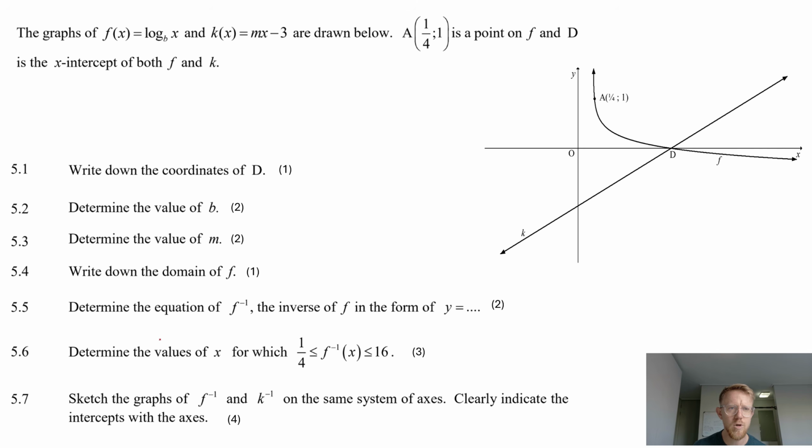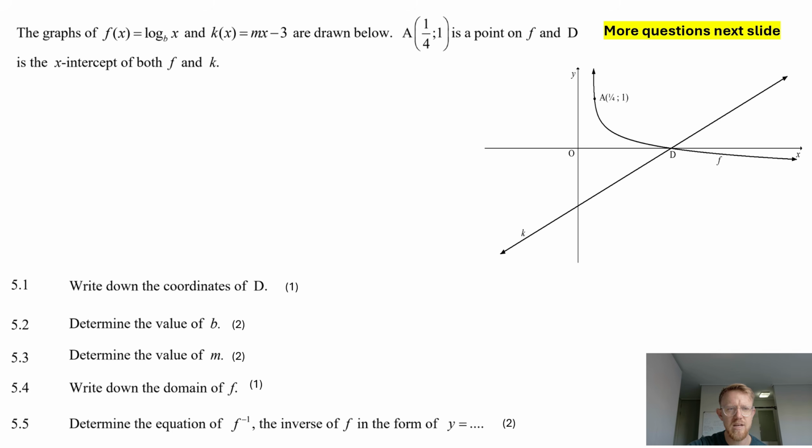So here are all the questions that we have for question 5, but I will be splitting them up onto individual pages just so we have a bit more room to work with. So let's begin. It says that the graph of f and k, so we've got a log graph and a straight line. It looks so nice and simple. Hopefully it stays that way. A is a point on f and D is the x-intercept of both graphs. First question, write down the coordinates of D.